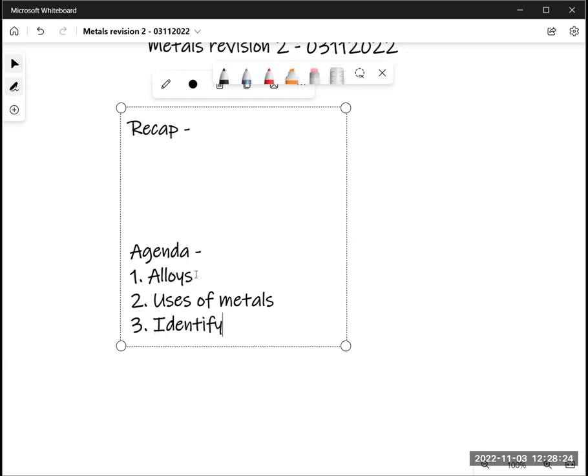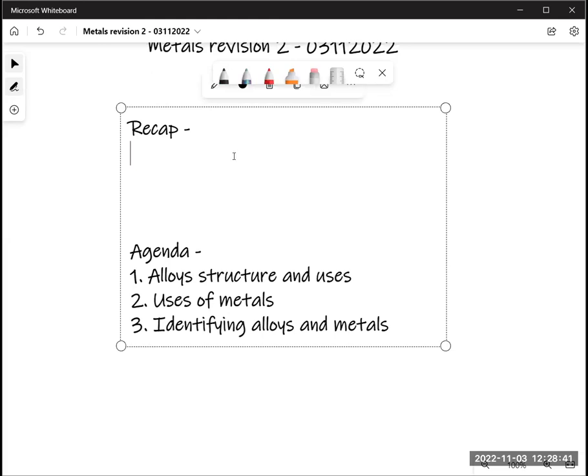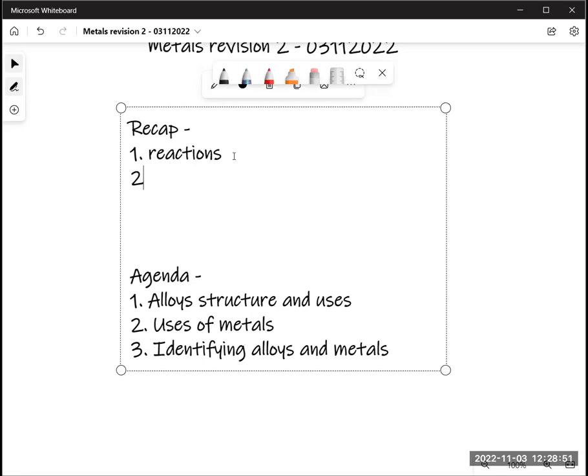We learned about the physical properties and chemical properties of metals, non-metals, and reactions of metals, and the structure of metals. That's what we did in the last class, basically. Reactions, everything about basic metal stuff: reactions, metals, structure, and properties. And we looked at reactions of metals.